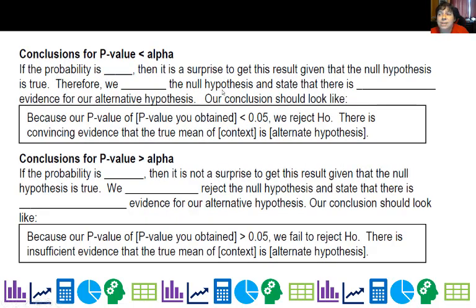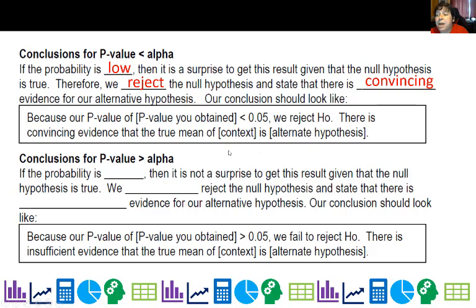Conclusions are exactly identical. If the probability is low, it's a surprise to get that, so we reject and state there is convincing evidence for our alternative. All right, and that's pretty much what we say.